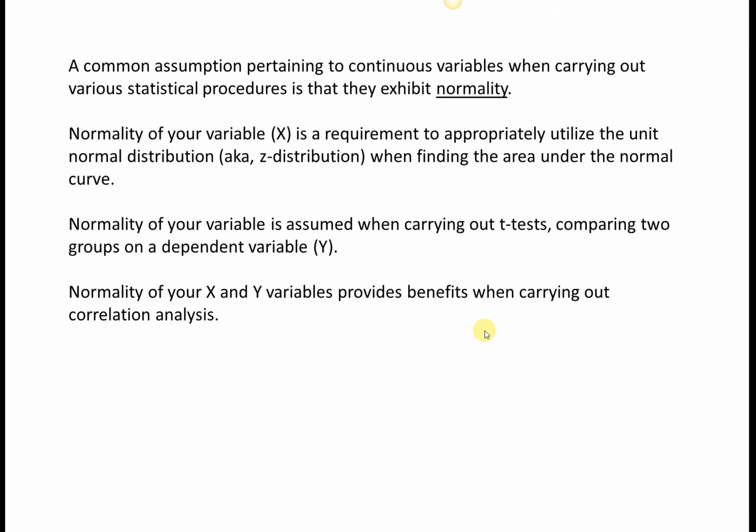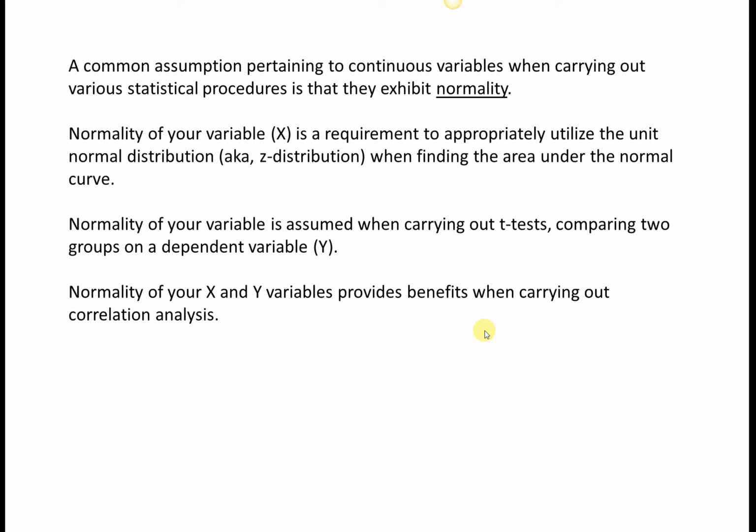This video provides a discussion of how you may assess the normality of a continuous variable. These variables are generally going to be falling at an interval or ratio level of measurement. A common assumption pertaining to continuous variables when carrying out various statistical procedures is that they exhibit normality.